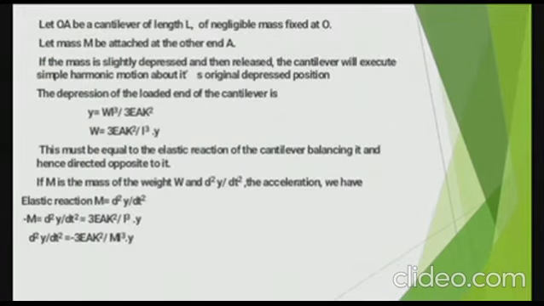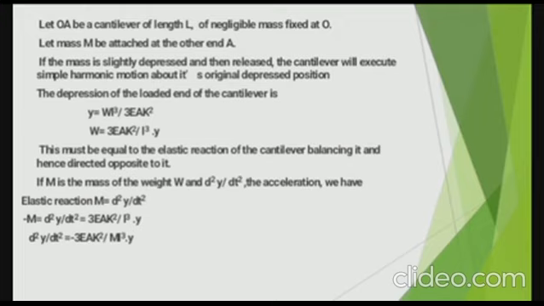Let OA be the cantilever of length L of negligible mass fixed at O. Let mass M be attached at the other end A. If the mass is slightly depressed and then released, the cantilever will execute simple harmonic motion about its original depressed position. The depression of the loaded end of the cantilever is y equal to W L³ divided by 3 E A K². W is equal to 3 E A K² by L³ into y.